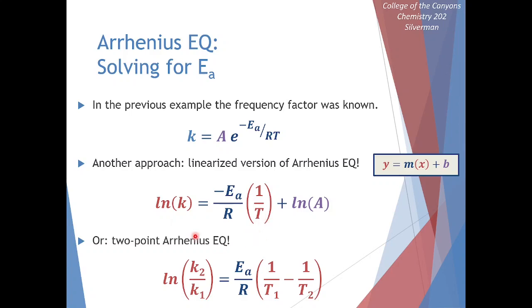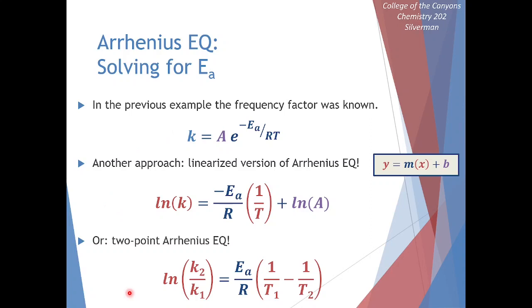Interesting. Or if we want to make this equation just a 2-point equation, right? Compare the rate constant at exactly 2 different temperatures, then we can remove our frequency factor from the equation entirely, and we get this third form of the equation. We'd like to be able to utilize all 3 of these approaches, depending on what is maybe most convenient.